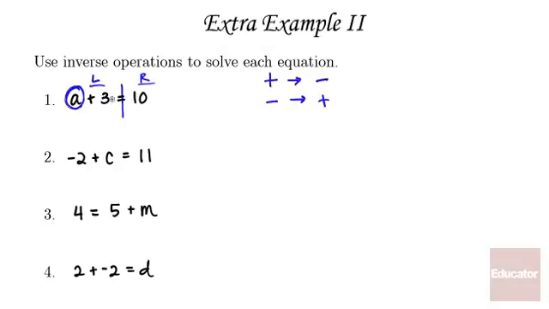That means in order to get rid of it, since it's plus 3, how do I get rid of a positive 3? I have to subtract 3. The inverse operation of plus is minus. Okay? So I'm going to subtract it so that I can make it go away. Whatever I do to one side, remember I have to do to the other side.